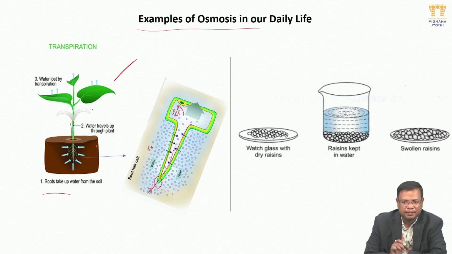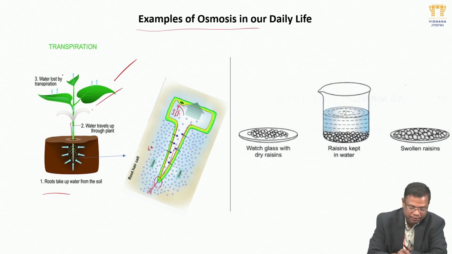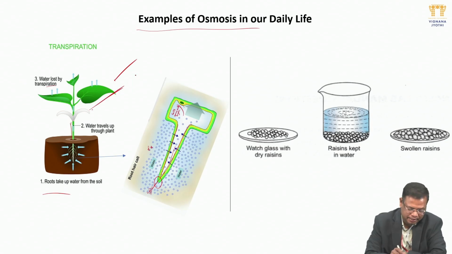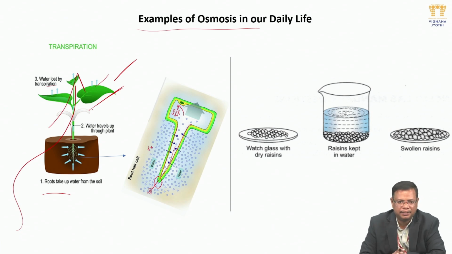Once the water reaches the leaves, what will happen? It will be evaporated. Water is lost by transpiration. The loss of water from the leaves is called transpiration. Because the water is evaporating, the flow of water is always upwards in the trees. So this is actually happening, and this is the mechanism by which trees grow upward. Through the osmosis process, the water will always flow upward, so the plants will grow.